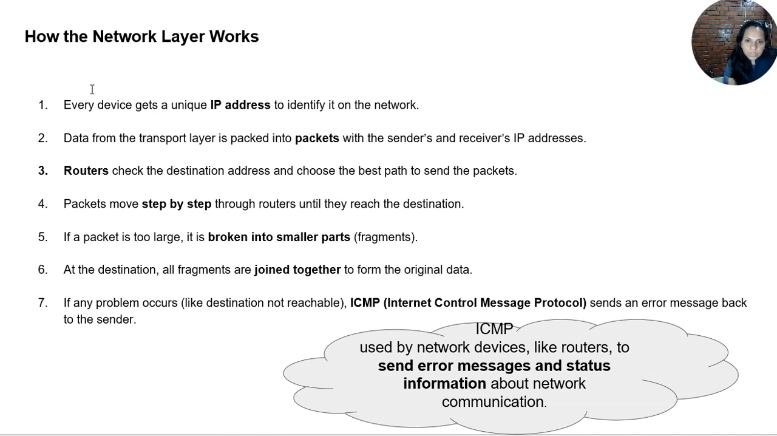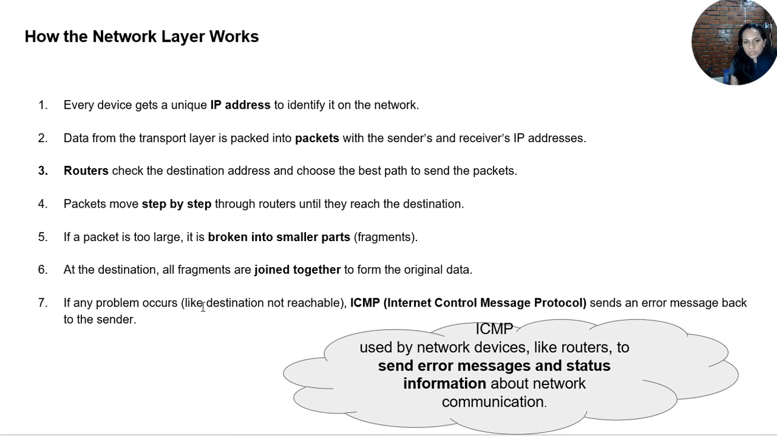Now, how the network layer works. Every device gets a unique IP address to identify it on the network. Data from the transport layer is packed into packets with the sender's and receiver's IP address, and routers check the destination address and choose the best path to send the packet. Packets move step by step through routers until they reach the destination. If a packet is too large, it is broken into smaller parts, fragments. At the destination, all fragments are joined together to form the original data.